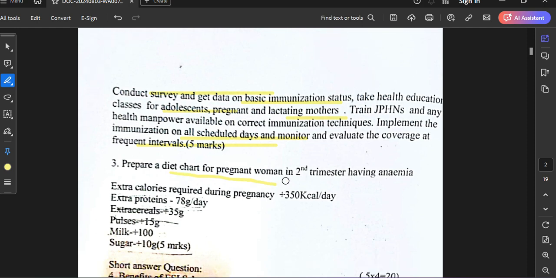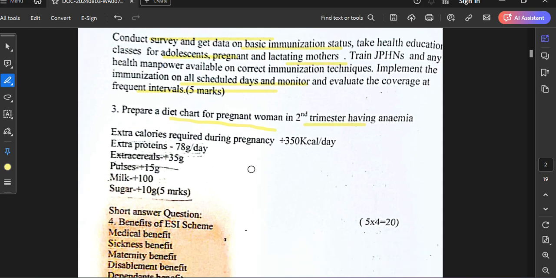Then, prepare a diet chart for a pregnant woman in the second trimester having anemia. So, the diet chart is another important one. From a practical point of view, it is also very important. First, you should know how to write the diet chart for a regular, moderate man and woman. You should study in such a way that you know how to write the diet chart for a case like this, where the lady is a pregnant woman in her second trimester and has a health problem called anemia.